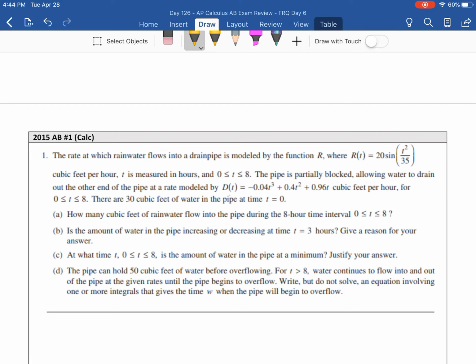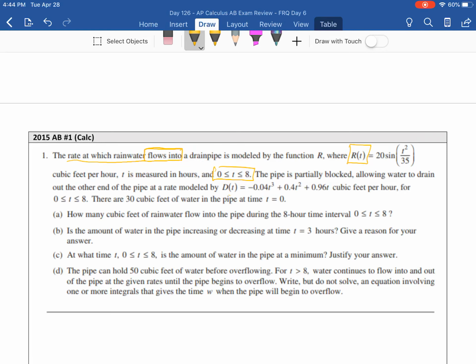So the rate at which rainwater flows into a drain pipe is modeled by the function R of t, measured in cubic feet per hour, where t is measured in hours, and t is between 0 and 8. Okay, so for this R of t, that's the rate at which rainwater flows in, and t is between 0 and 8. The pipe is partially blocked, allowing water to drain out the other end of the pipe at a rate modeled by D of t cubic feet per hour, for t greater than 0 and less than 8.